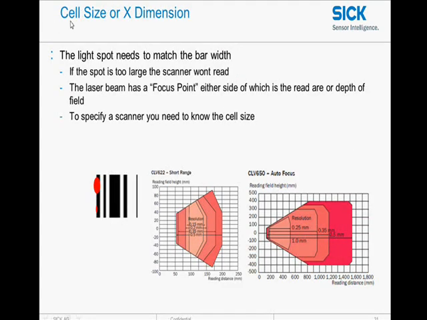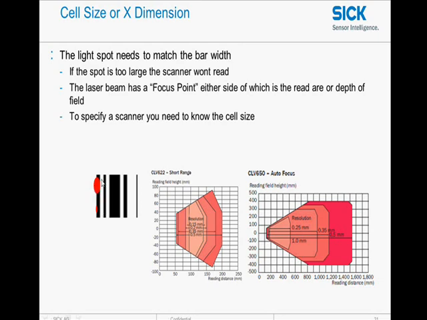Another critical, and probably the most critical thing, is that the cell size and X dimension are correct. So the light spot has got to match the bar width. You can see down here, nice small light spot, there won't be any overlap when it goes through the code. It will get a good clean signal from the dark bars and the white spaces.